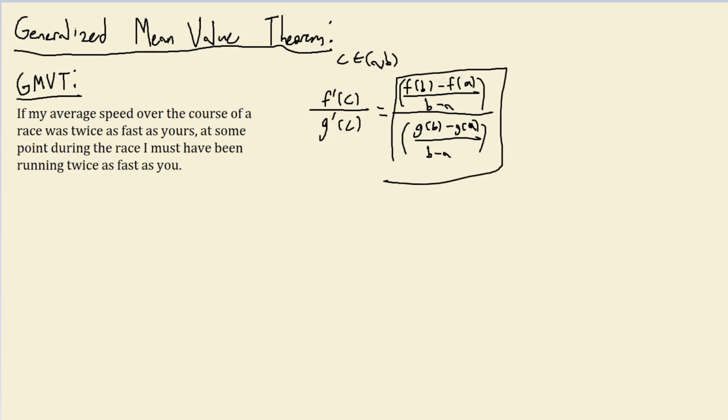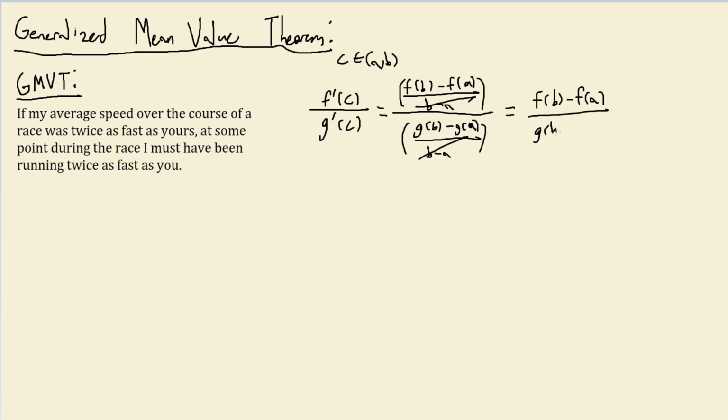This is my average rate of change over the interval, and this is your average rate of change over the interval. This is my instantaneous velocity at some point. This is your instantaneous velocity at some point. And so representing this in mathematical terms, what we'll notice is that these denominators will cancel, and we'll be left with this is equal to f of b minus f of a over g of b minus g of a.